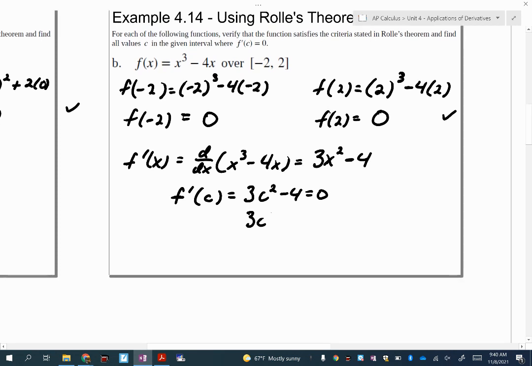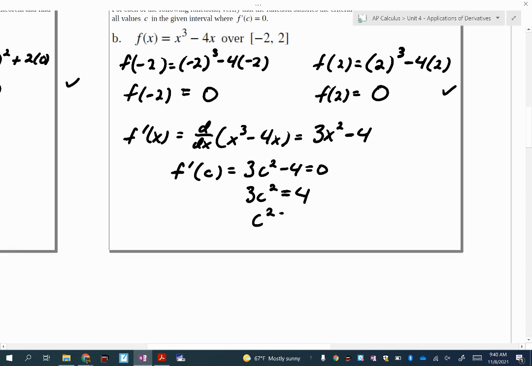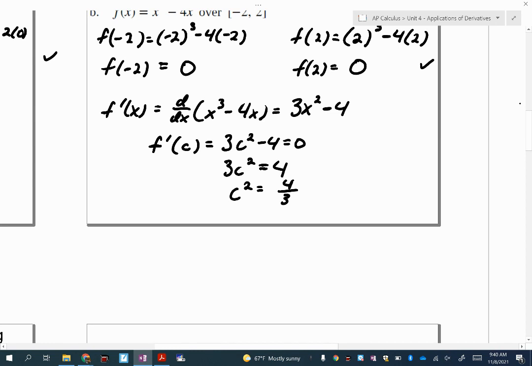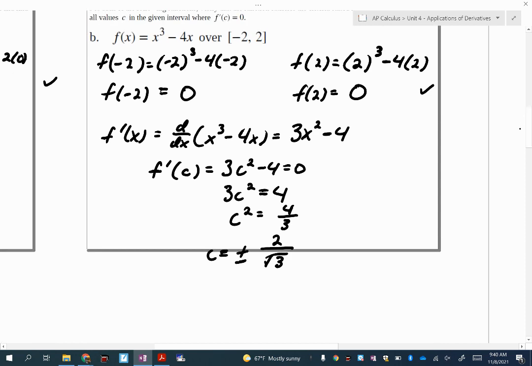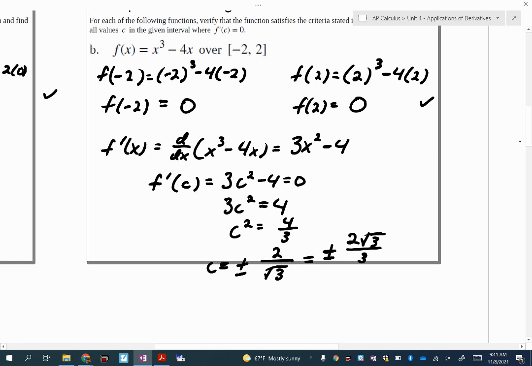So I move the minus 4 over to get 4, divide by 3, and I get 4/3. So taking the square root of both sides, I get c equals 2 over the square root of 3. And I should say, since I took the square root of both sides, I should say plus or minus. Okay? If you wanted to rationalize the denominator, that would become 2 times the square root of 3 over 3. Your choice. All right? Let me show you graphically what I'm talking about here.